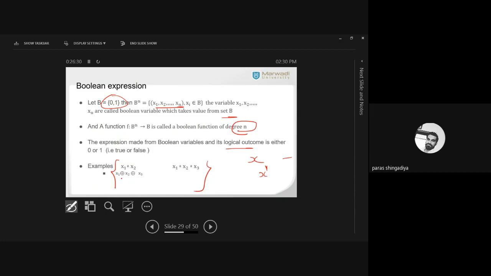Now for ring sum, x1 ring sum x2 ring sum x3 is a Boolean expression. Here is the complement: x1 star x2 star x3. We can use the complement here, x1 dash star x2, which is also a Boolean expression. Clear? So we use star and ring sum in these Boolean expressions, whose logical outcome is either 0 or 1. That type of expression we call a Boolean expression.